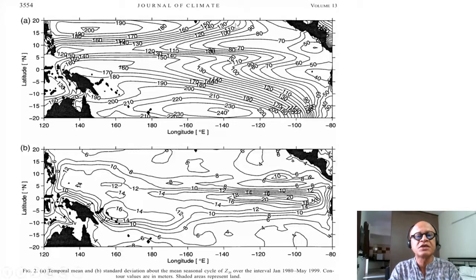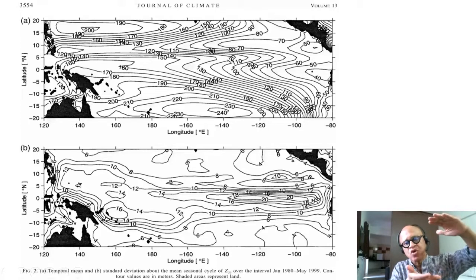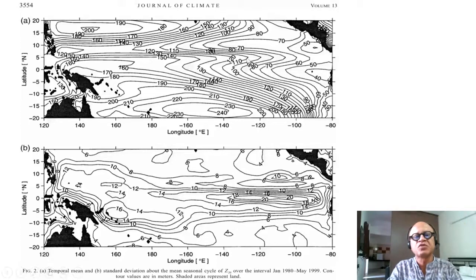If you look at the mean distribution of the thermocline depth, which can be considered as the warm water volume, you see what we expect. You see shallower depths over here and deeper depths on the west, with some meridional scale. Things like the north equatorial countercurrent, north equatorial current, and the ITCZ have their signatures in the depth of the thermocline.